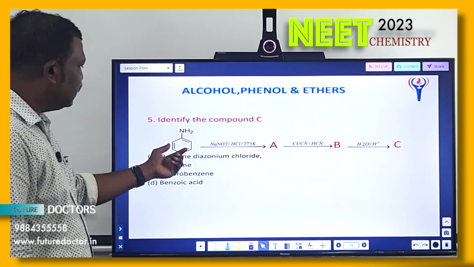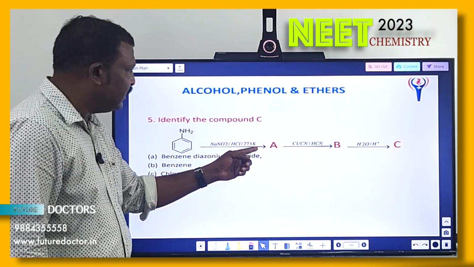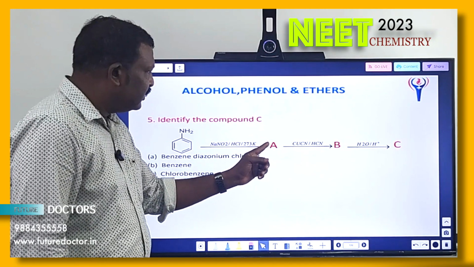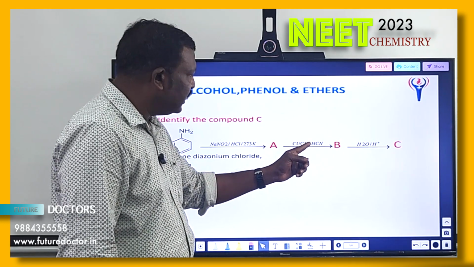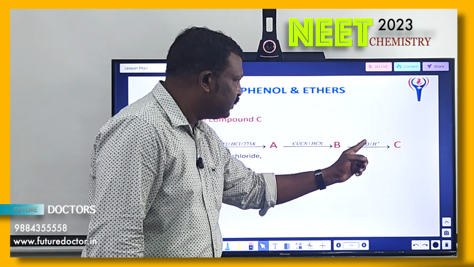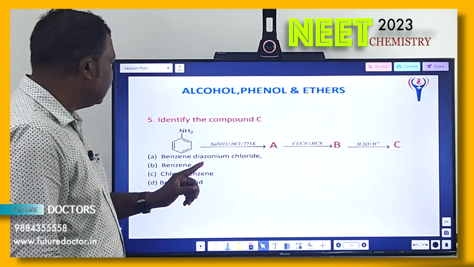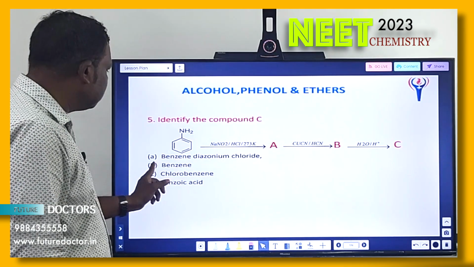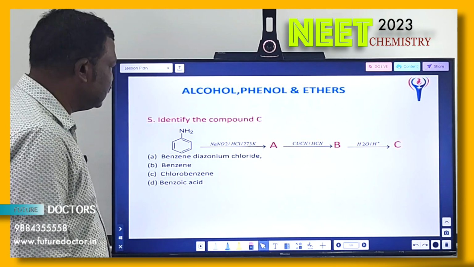Aniline reacts with sodium nitrite in presence of HCl at 273 Kelvin to form A. Then A gives B in presence of cuprous cyanide and HCN. Again B forms C in presence of H2O and H plus. Our aim is to find only C. Option A, benzene diazonium chloride. Option B, benzene. Option C, chlorobenzene. Option D, benzoic acid. Understood?